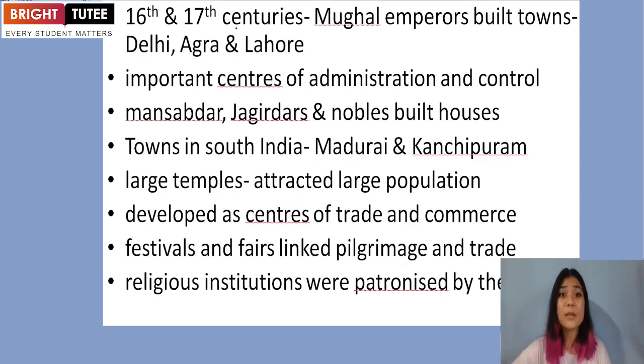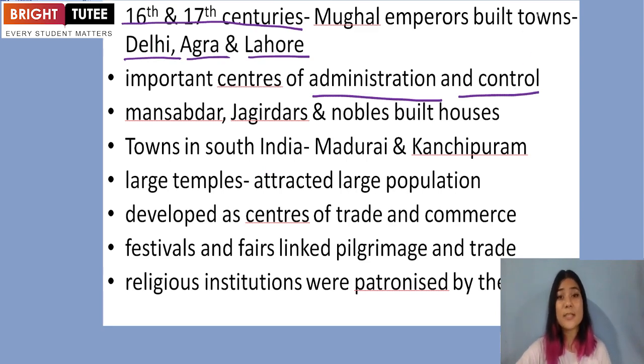Now, during the 16th and 17th centuries, the Mughal emperors built magnificent towns. Some of the examples are Delhi, Agra, and Lahore. Now, these were important centers of administration and power of the emperor. These were areas where the government bodies lived, where they had their offices, where the courts were built, where the rulers or emperors lived. So these were centers of administration as well as power.